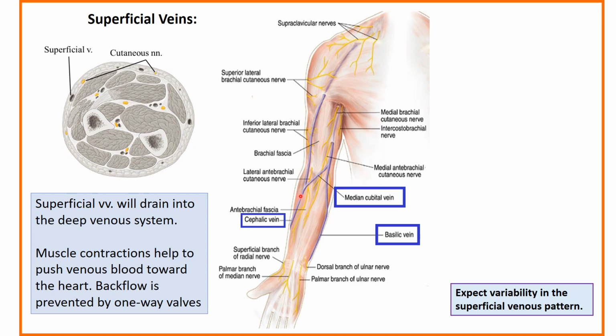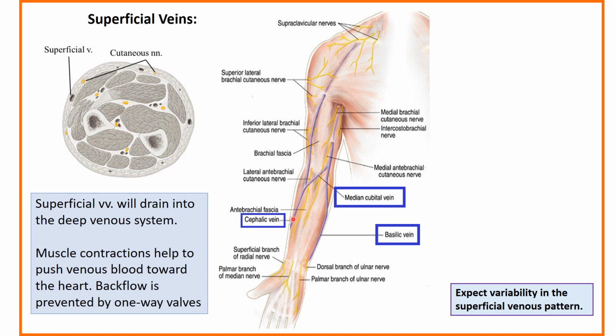They are joined together in front of the cubital fossa by a vein that runs obliquely, joining the cephalic vein and basilic vein, and this is called the median cubital vein. But remember, this is a cartoon, and if you follow the superficial veins on a cadaver, you may see some variability. So accept some variability in the pattern of the superficial veins.